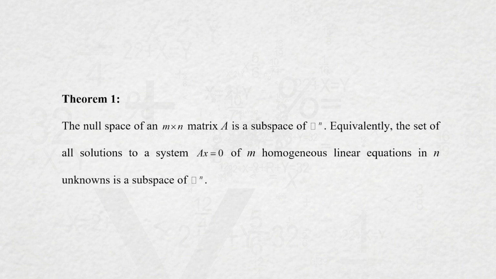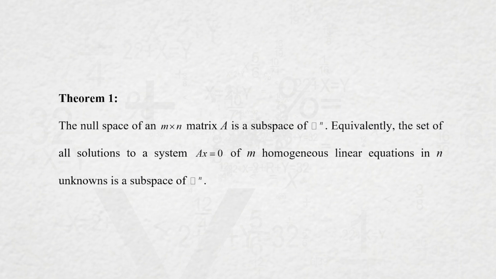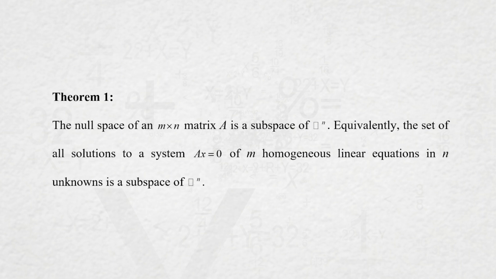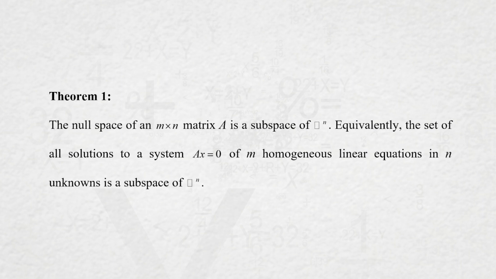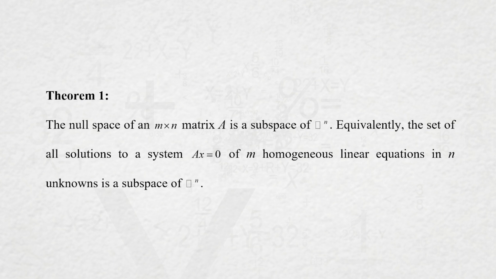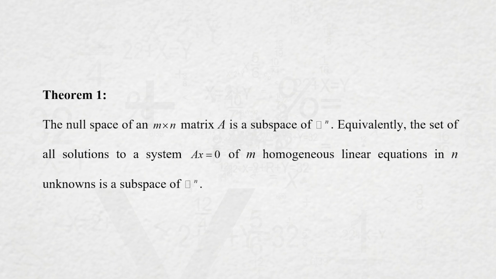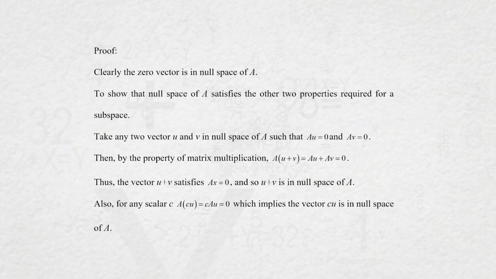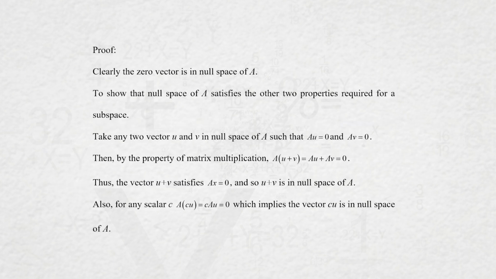The null space of an m by n matrix A is a subspace of R^n. Equivalently, the set of all solutions to a system Ax equal to 0 of m homogeneous linear equations in n unknowns is a subspace of R^n. Proof is on the screen. We shall discuss the proof now.